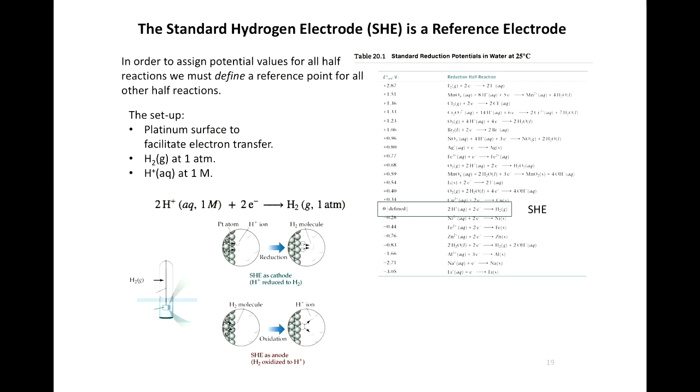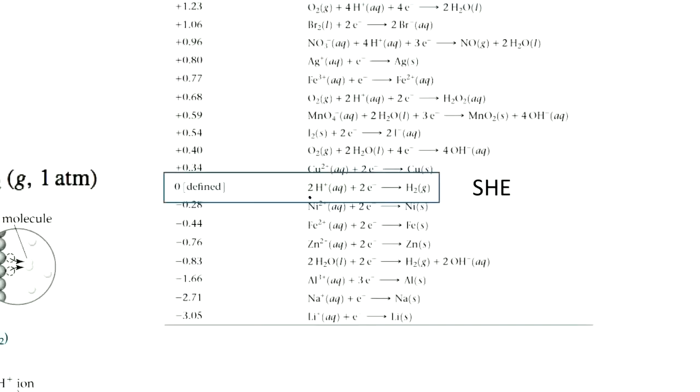So let's just define a reference point. That reference point will be the reduction of H plus to make H2 gas. This is called the standard hydrogen electrode, or SHE. This is a reference electrode that we just set as humans as 0.0 volts. We just define that the voltage that is produced from a standard hydrogen electrode is 0.0, and that allows us to reference every other half reaction to the standard hydrogen electrode. All right. So what is the standard hydrogen electrode? It is the reduction of acid to H2. So you can see that half reaction right here.